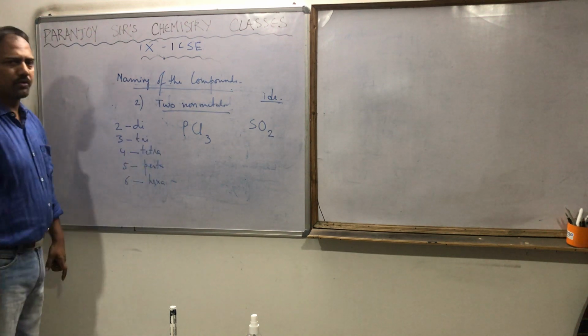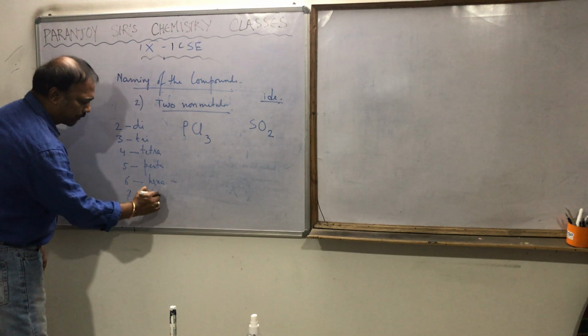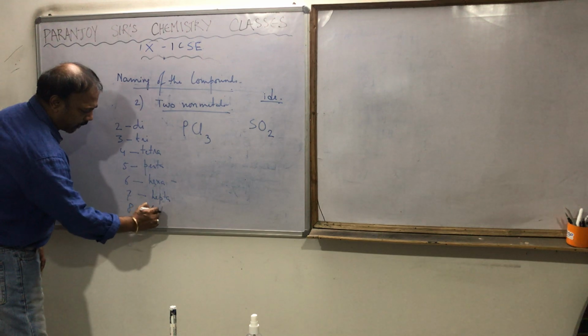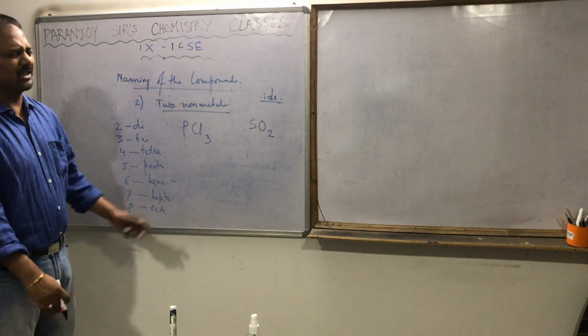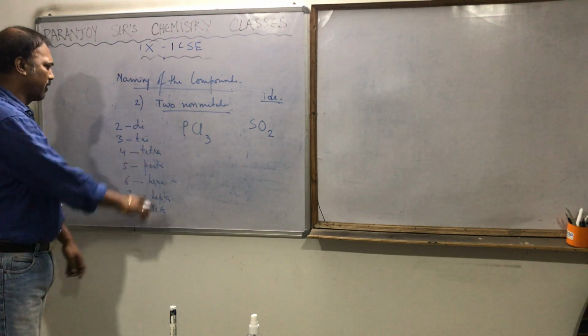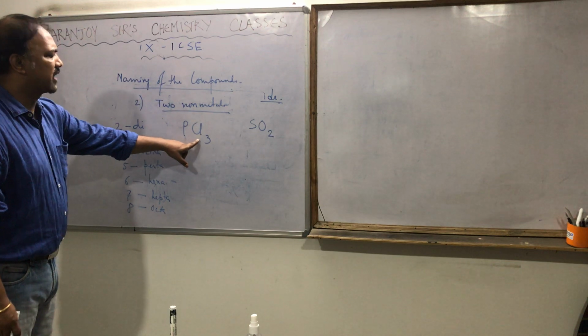This much if you know, that is more than enough. If it is 7, we mention it by hepta, and if it is 8, we mention it by octa. Fine. Octa is not going to come. Up to hepta, if you know, it's enough. Actually, for you, hexa is the key. So, what should be the name of PCl3?